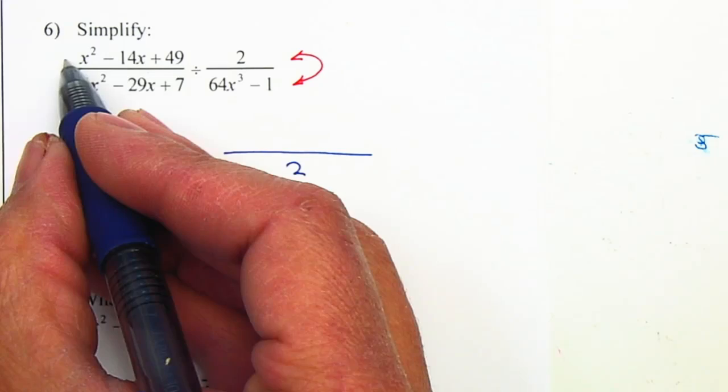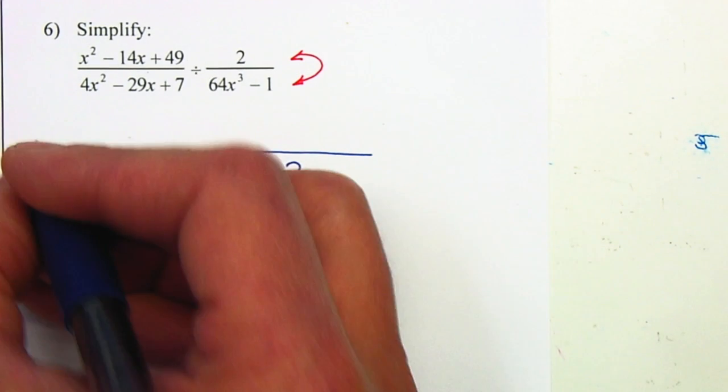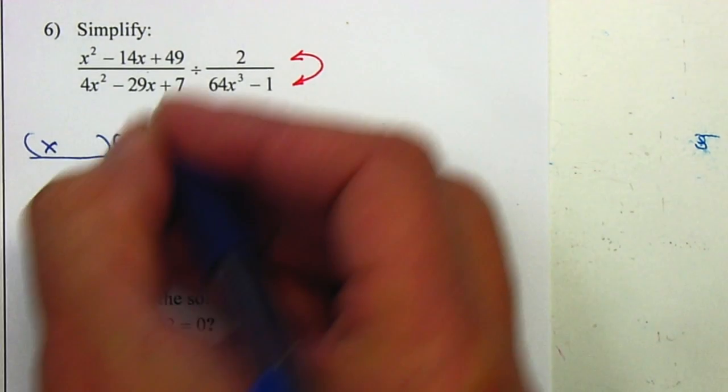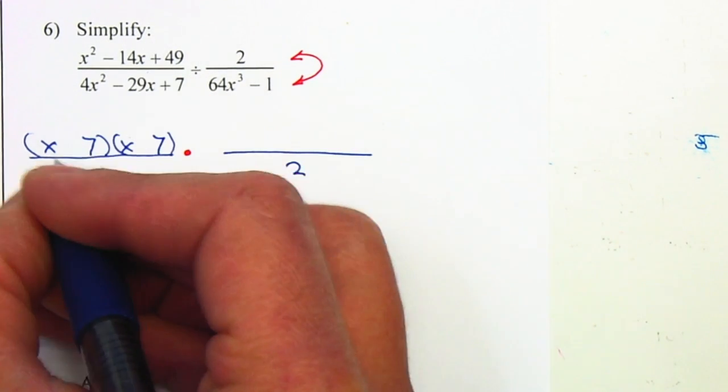Is there a number that divides 1, 14, and 49? No. Do they all have an x? No. Nothing to take out. So I have an x and an x. Factors of 49 are 7 and 7. Both have to have the same sign. In this case, it's a negative.